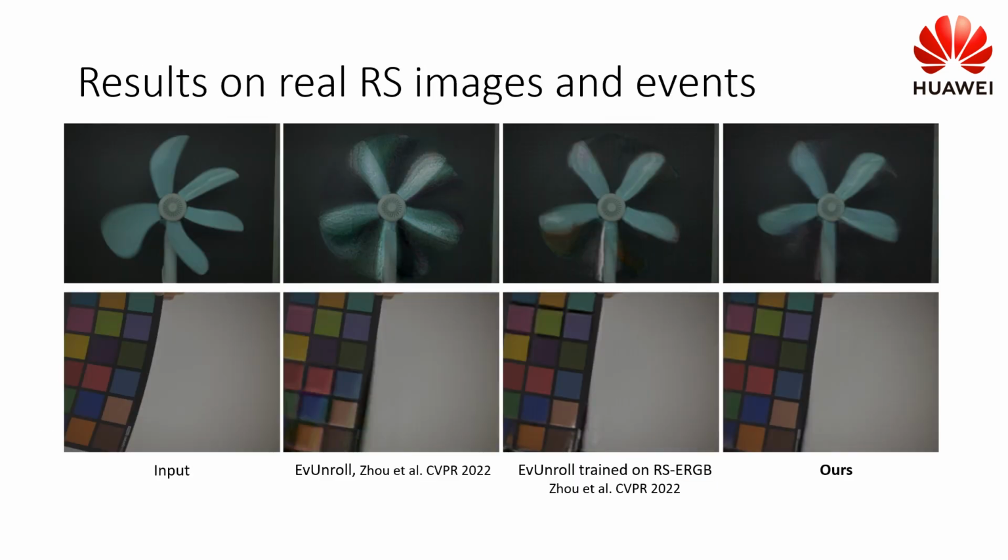We also compare our method to EvUnroll on their dataset with real events and real rolling shutter images. However, this dataset has no ground truth. We show that EvUnroll improves significantly when trained on our data with real events and simulated rolling shutter images. Our method, however, still gives visually improved results.